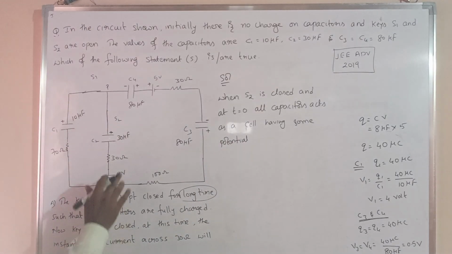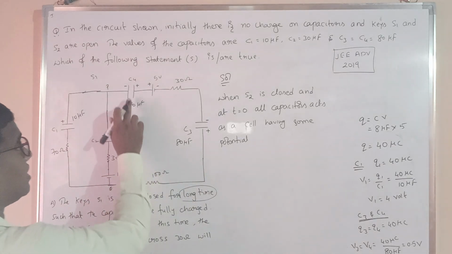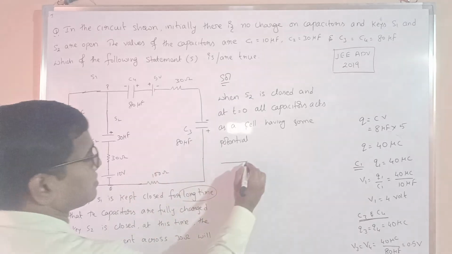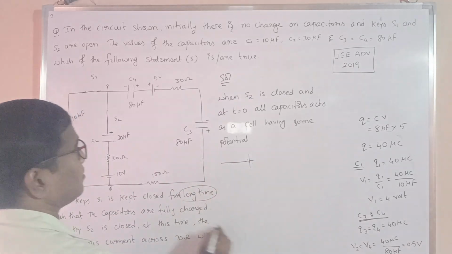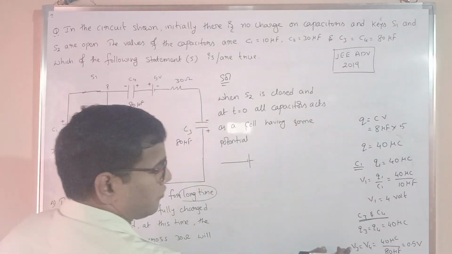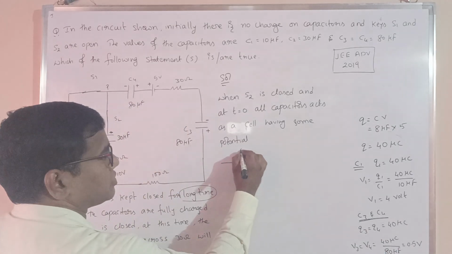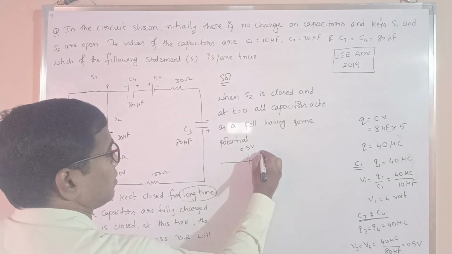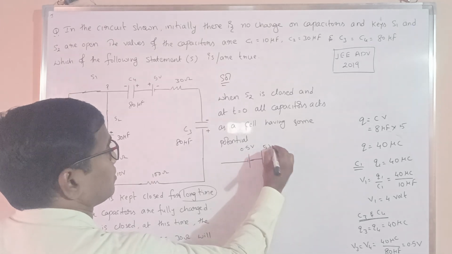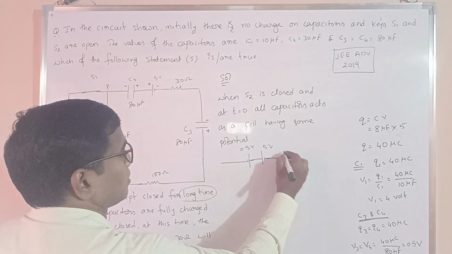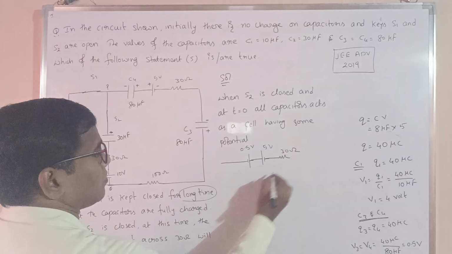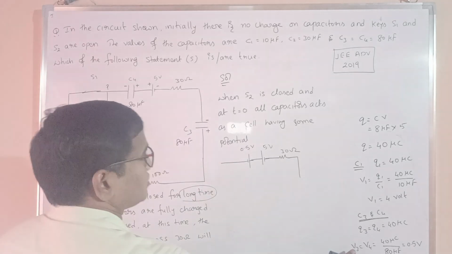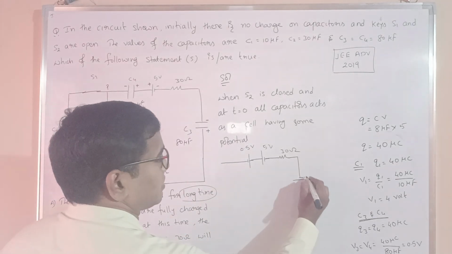So if you modify this circuit, see here, C4 I will write as this one. C4 has a potential of 0.5 volt. And again here is 5 volt, 30 ohm. And this one is capacitor C3. C3 has a potential of 0.5, that means here it is minus and here it is plus 0.5.